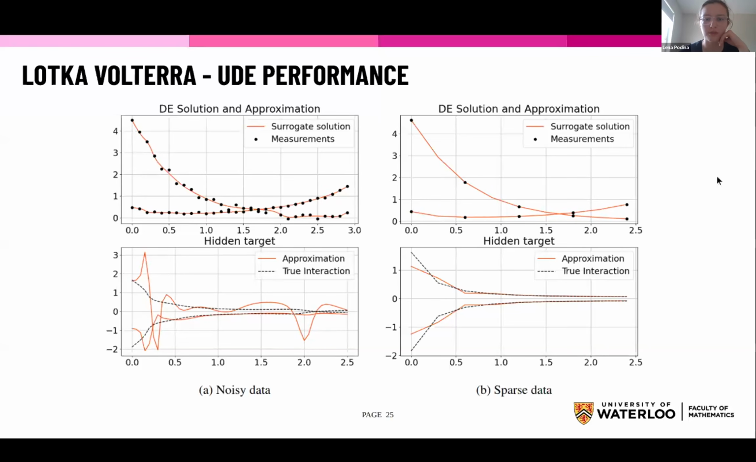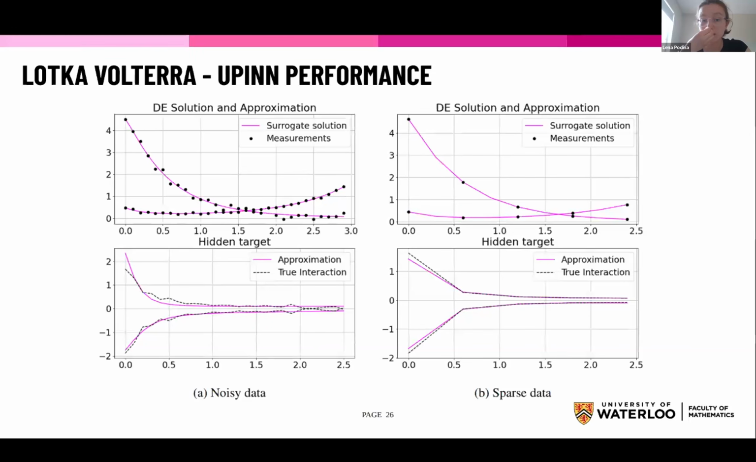So you've already seen part of this graph earlier, and this is when we ran UDEs on sparse data on the right and noisy data on the left. For sparse data, it tends to do fairly well. It does a good job approximating the differential equation. However, for noisy data, it basically fails to learn the hidden target. It also has some trouble fitting the differential equation without getting affected by the noise here.